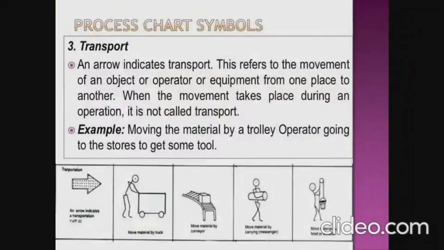The third symbol is transport. First point, an arrow indicates transport. This refers to the movement of an object, operator or equipment from one place to another. When the movement takes place during an operation, it is not called transport. Examples: moving the material by trolley, or an operator going to the stores to get some tool. These are examples of transport. So this is all about the transport symbol.